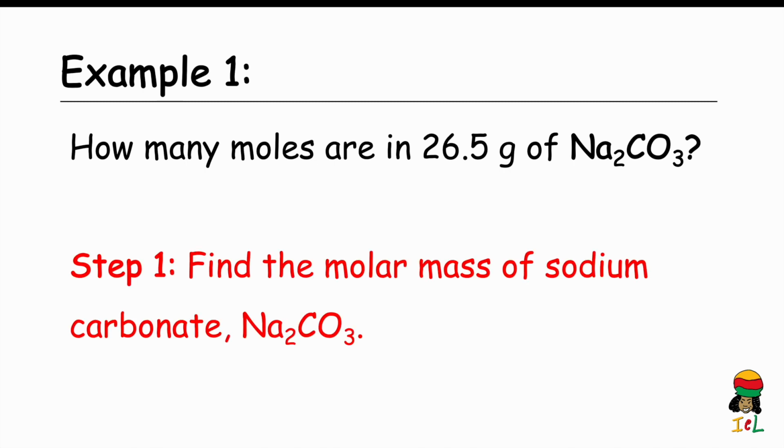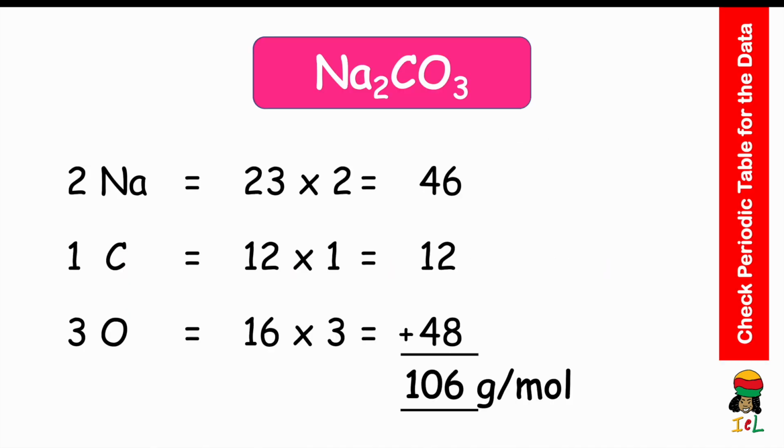So first step, find the molar mass of sodium carbonate. If you have not yet done so, please review the video in which we looked at calculating molar mass and relative masses. When we are calculating the molar mass, the first thing we need to do is to record the quantity of each element in the compound, after which we're going to multiply the quantity by its molar mass. So the molar mass of sodium is 23 grams per mole multiplied by 2. That gives 46 grams per mole.